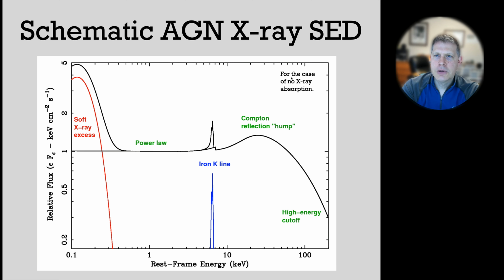So this plot here, as I noted up here in the upper right, is for the specific case of no X-ray absorption. So this is the cleanest we find one of these systems to be. And when you start adding absorption, things can become considerably more complex, which is a challenge to the X-ray spectral modelers, as we will see.